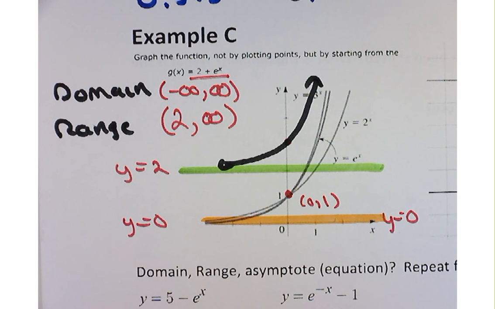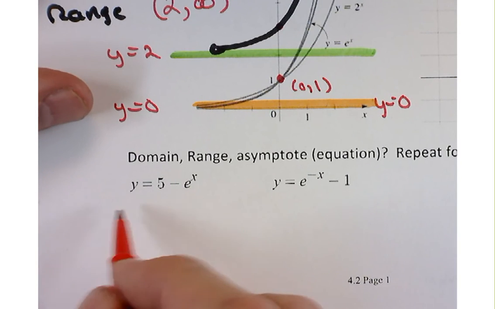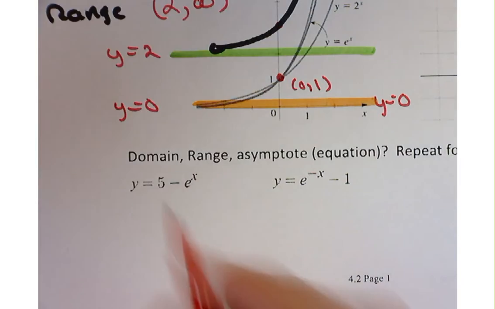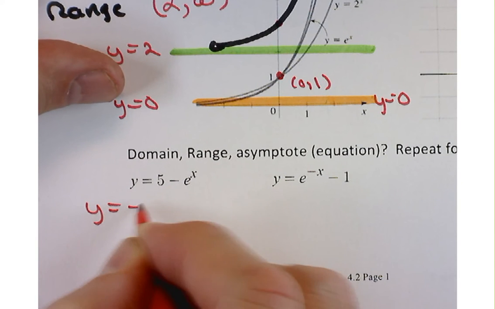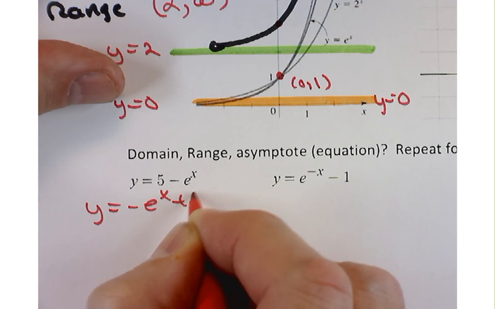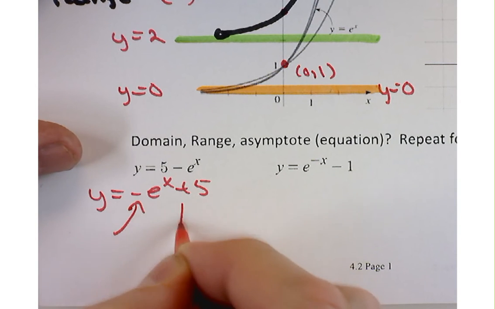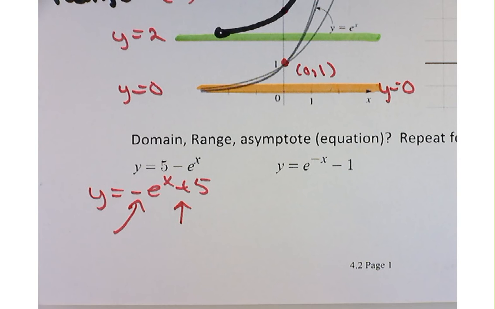Let's try some more here. You know, for something like this, I'd probably start by rewriting it. I'm not really a huge fan of the way they wrote it here for us. So let me turn it around a little bit as y equals negative e to the x plus 5. And all I did was I just switched things around. And let's see what each of these little things is going to do compared to the graph of e to the x. Why don't you think about it for a second while I pull up this graph on Desmos.